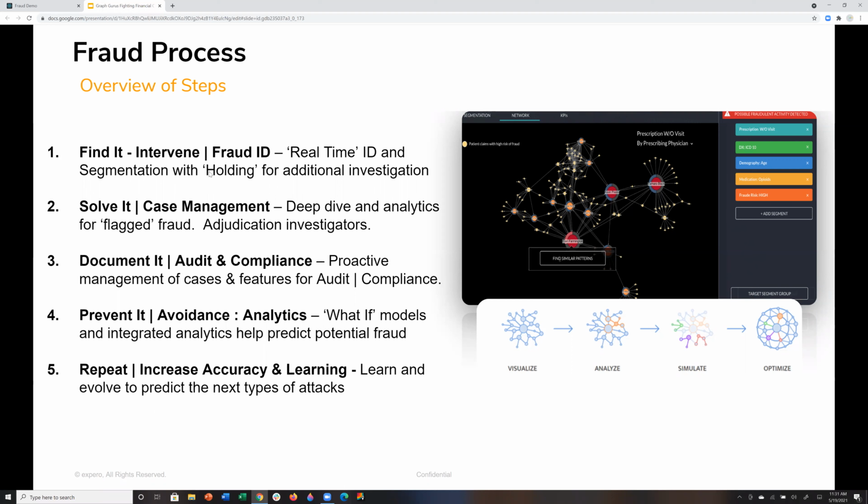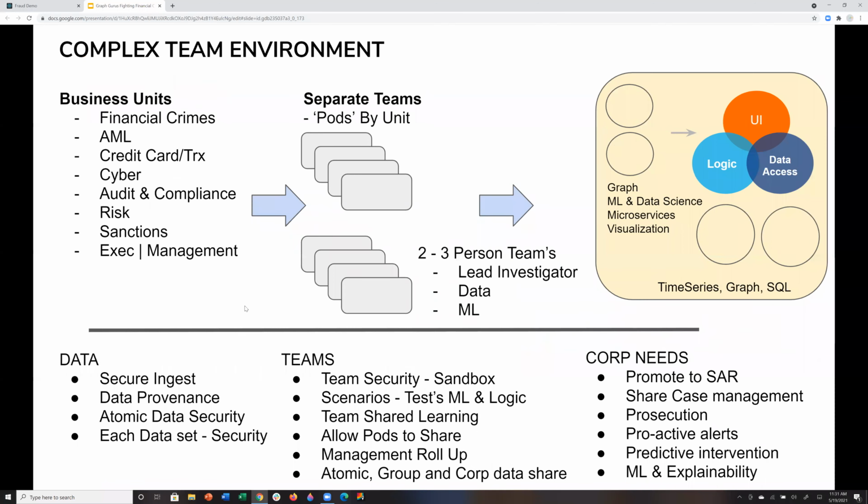And that's what we see in this case flow over here. Find it, solve it, document it, prevent it. And then let's learn and let's teach the system to be stronger going forward. Now, we mentioned those different pods, the ability by these teams, right, to have security and be able to connect and then separate the data. That is a very, very important element. The other thing then is, how do these individual investigators work with this capability and then allow the segmentation of the data or combination of the data?